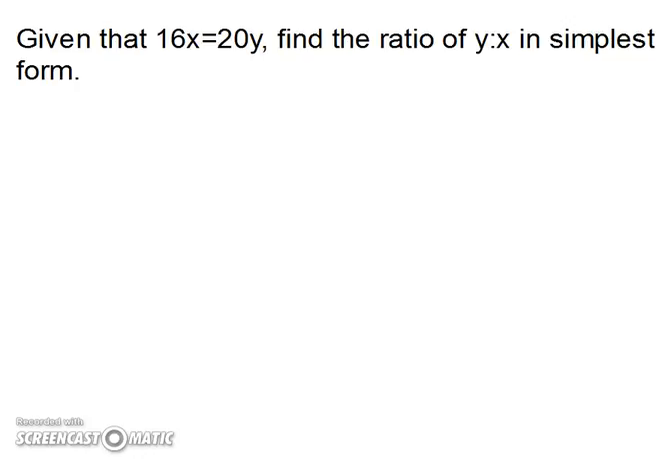Now that you've had a moment to try this next one on your own, let's try it together. So we want to find the ratio of y to x in simplest form if 16x equals 20y. So we have y to x equals. Alright, so we want to be able to end up with 16x when we're done cross multiplying. So that means the 16 has to be on the top, so that way we have 16x, and then the 20 would be on the bottom, so that way we would have y times 20.